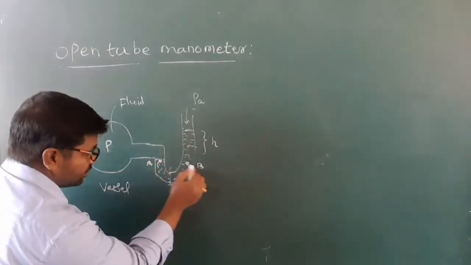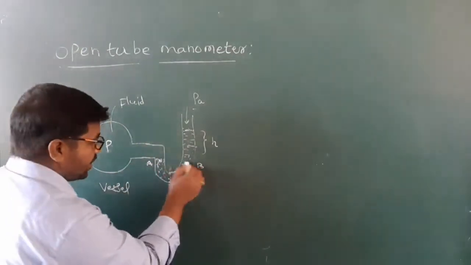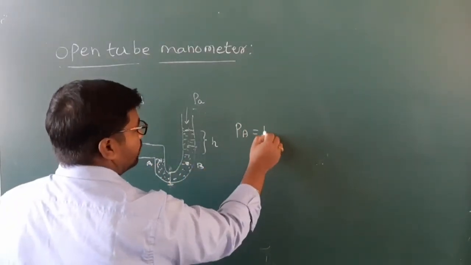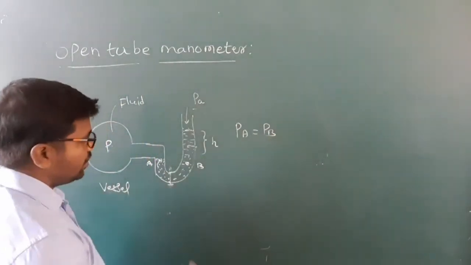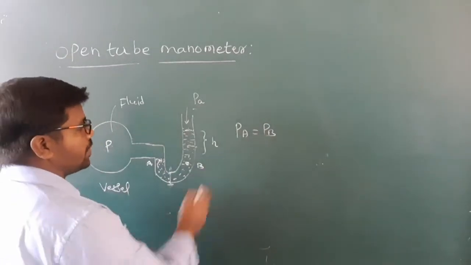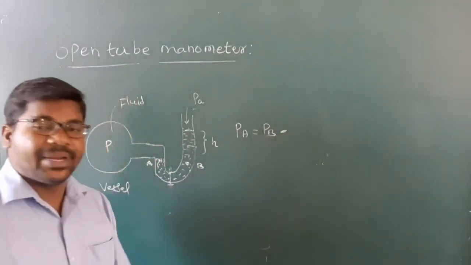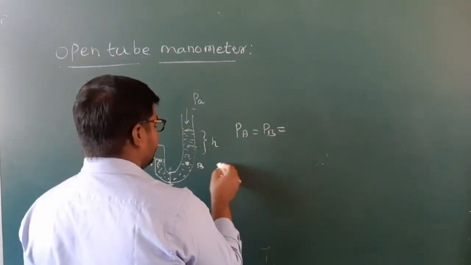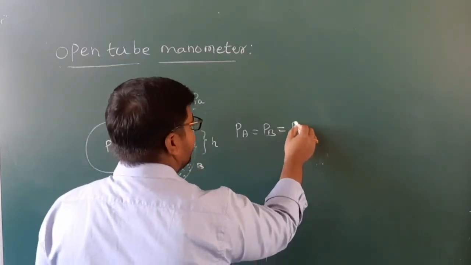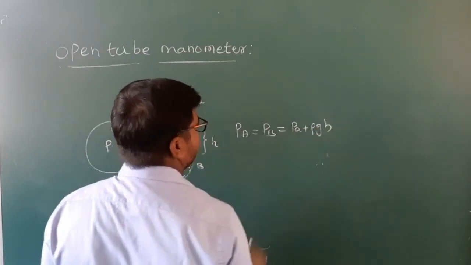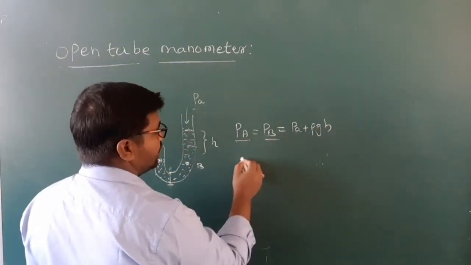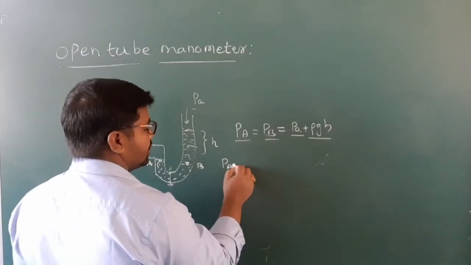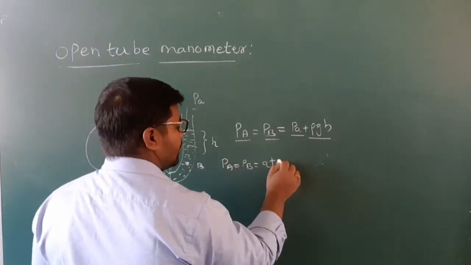Here we have to take two points at the same height, A and B. We need to find the pressure. We know that PA is equal to PB. We need to find PA. PB is equal to what? It is the pressure due to the liquid column. Means PB is equal to PA plus rho g h. So the pressure acting at A or B is equal to the atmospheric pressure plus the pressure due to the liquid column.